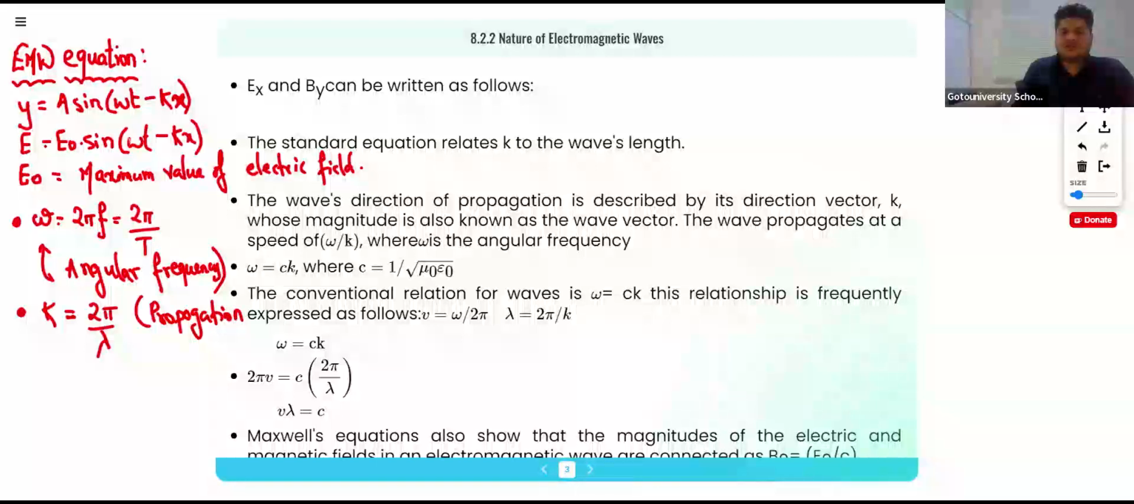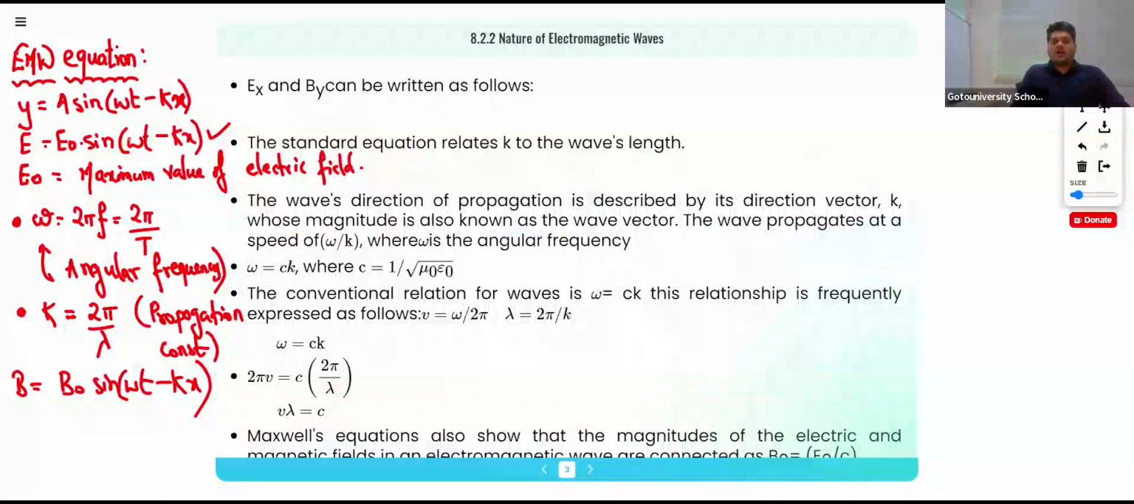Propagation constant. Okay, then this is for electric field. What about magnetic field? Magnetic field will be same. B is equal to B naught sine of omega t minus kx. I hope I don't have to write this again: what is B naught, maximum value of magnetic field; what is omega, angular frequency; what is t, time; what is k, propagation constant. The value of k will be equal to 2 pi upon lambda. Okay, this was your first point.